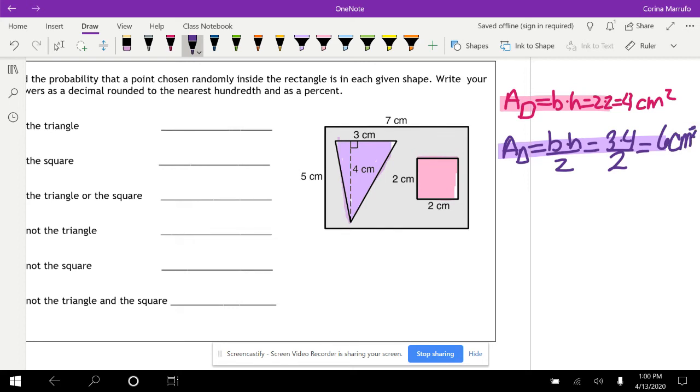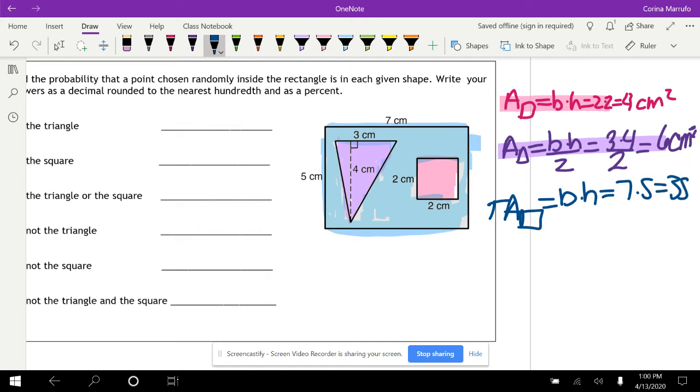And then last, we're going to have to find the area of the entire rectangle. That would be our total area. So this whole thing, I want to color the whole rectangle, including the shapes inside. So I'm not going to take out the shapes inside. We're just finding the total area of the rectangle. We do base times height, which gives us 7 times 5, and that gives us 35 centimeters squared.